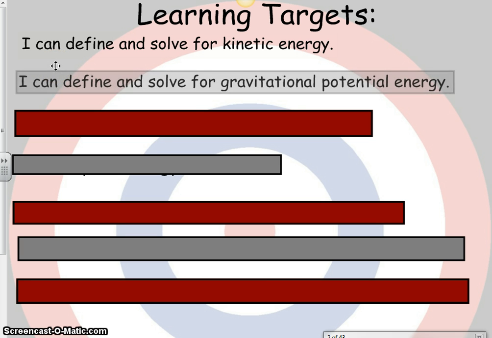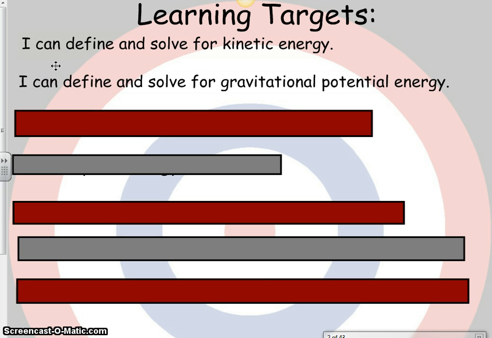I can define and solve for gravitational potential energy. Gravitational potential energy, we said, is that when you lift an object, you do work on it, you use a force that is against the force of gravity, and that transfers energy to the object. That's gravitational potential energy. The formula for gravitational potential energy is GPE equals weight times height.